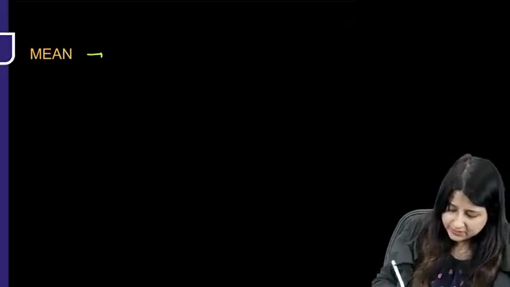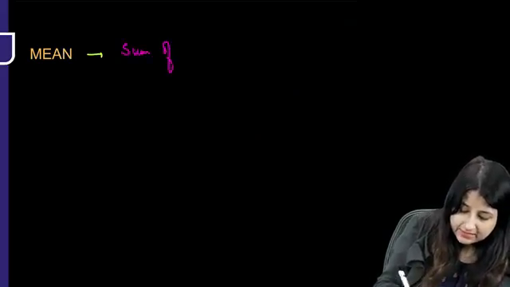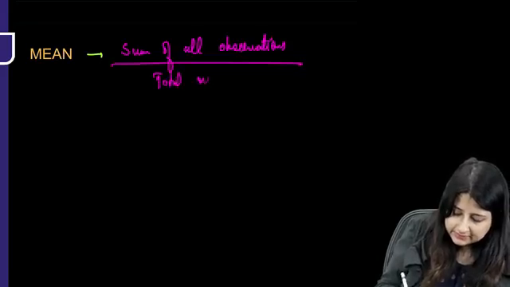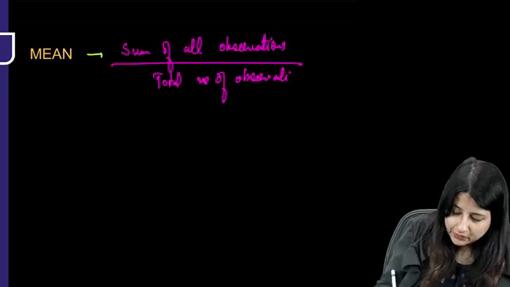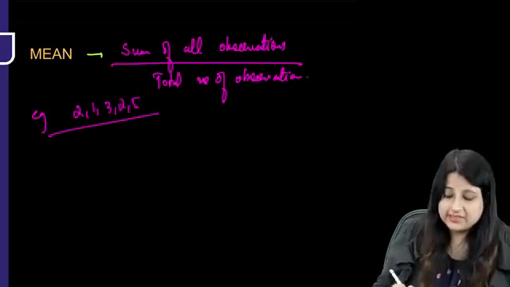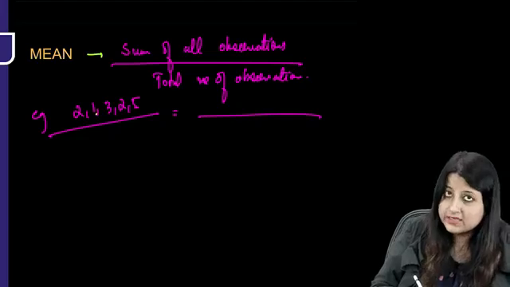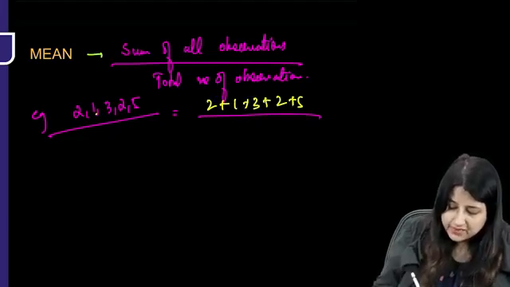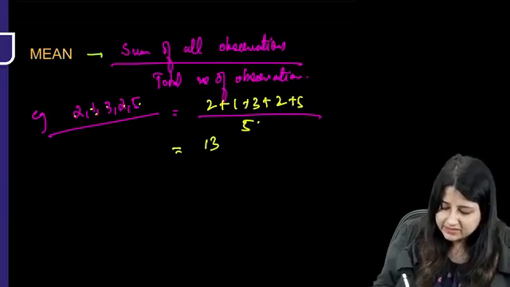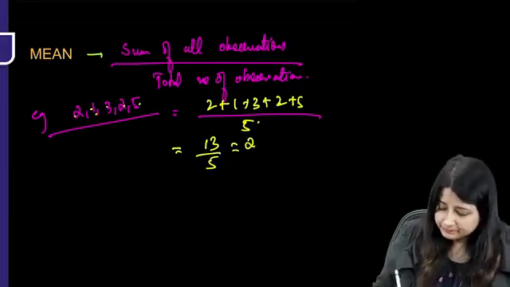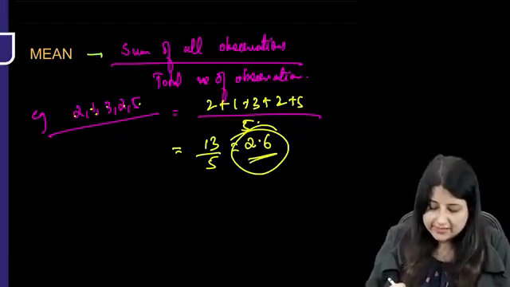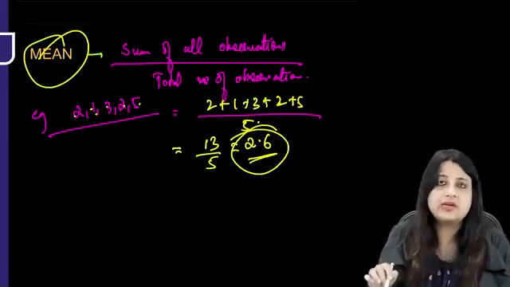So let us start with the first one. What is mean, everybody? Mean is sum of all observations divided by the total number of observations. What do I mean by this? Example, if I give you data 2, 1, 3, 2, 5, and ask you to calculate the mean, what will you do? You will add up all the observations: 2 plus 1 plus 3 plus 2 plus 5, which is 13. The total number of observations is 5. So 13 by 5. What is the mean over here? 2.6. So this is sum of all observations divided by total number of observations.